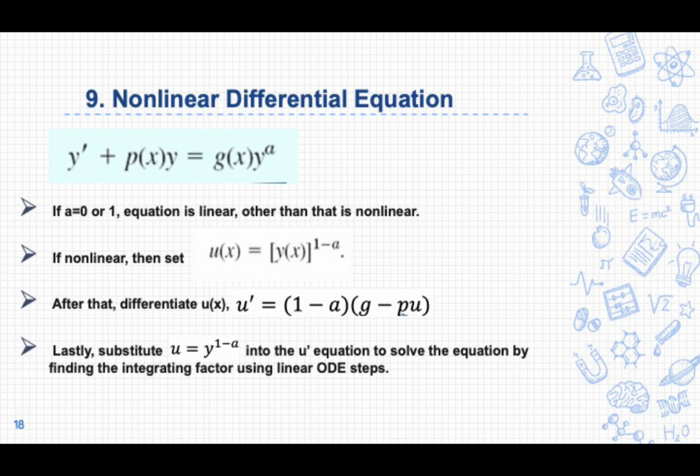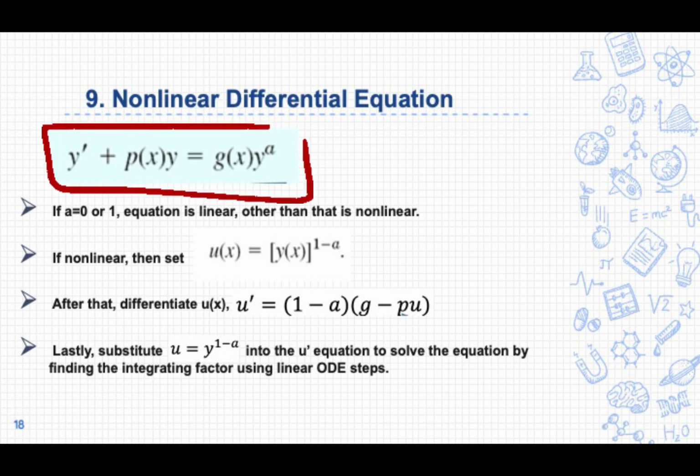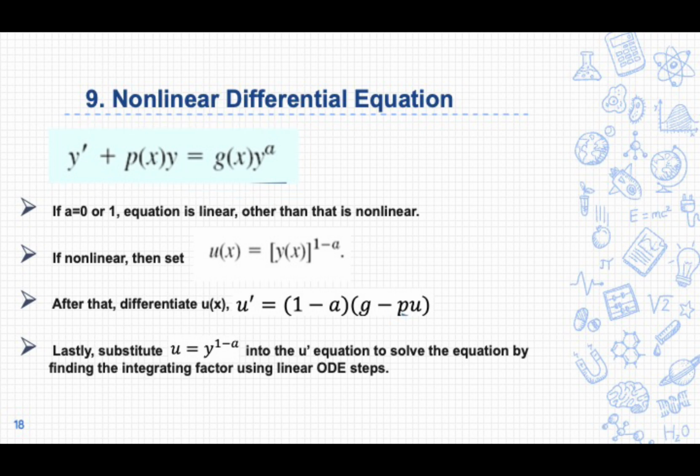Number 9 is the nonlinear differential equation. Its equation is as below. If a equals 0 or 1, the equation is linear. Other than that, it is nonlinear. If it is nonlinear, then we need to set u(x) equals y(x) to the power of 1 minus a. After that, we need to differentiate u(x). Lastly, we substitute u equals y to the power of 1 minus a into the u prime equation to solve the equation by finding the integrating factor using linear ODE steps.